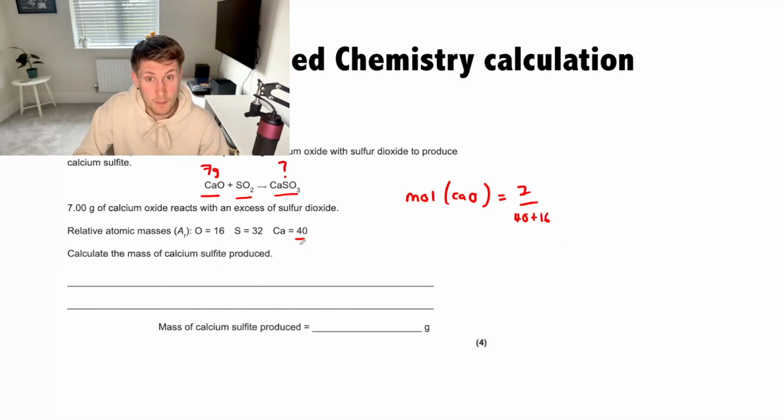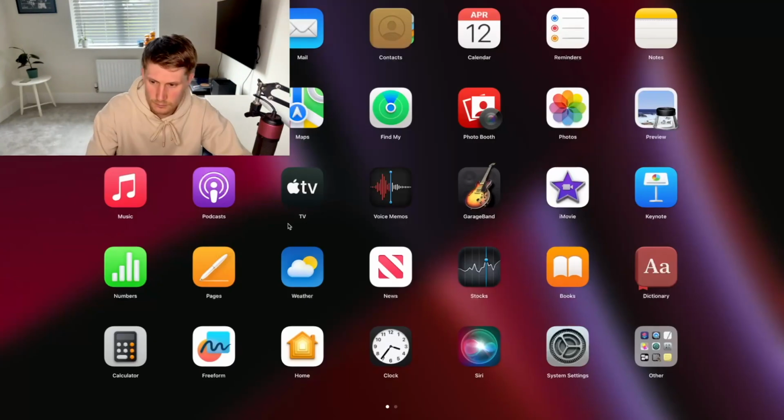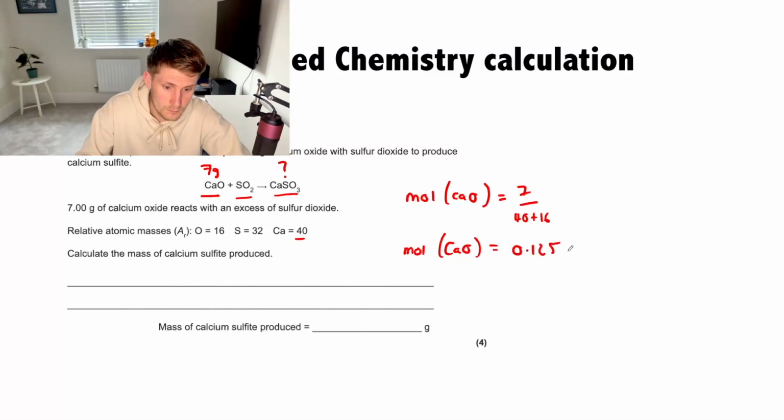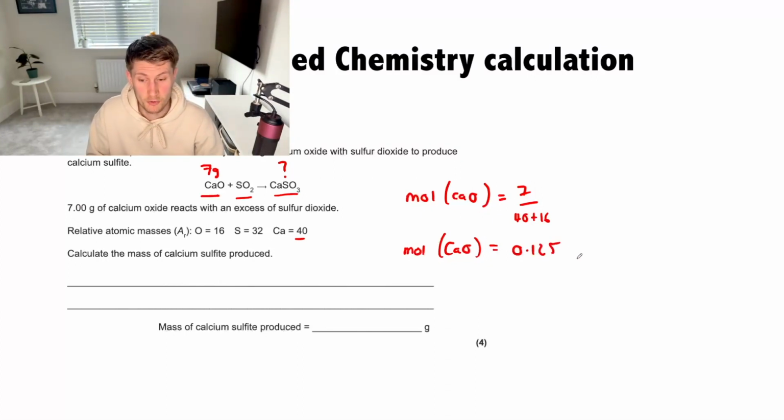40 because that's the AR of calcium, and 16 because I've got one oxygen there, which is the AR of oxygen. So moles of calcium oxide, and I'm going to do that in the calculator again. I can do the first bit in my head, 40 plus 16, so 56. So I'm going to do 7 divided by 56, so 0.125. And that's how many moles of my calcium oxide I have.